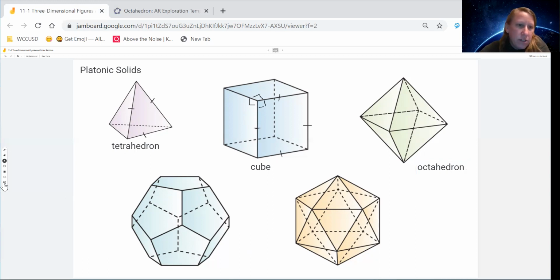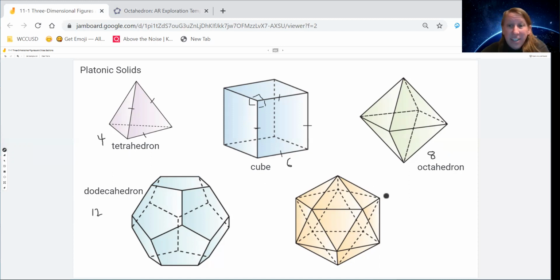This one is my favorite shape of all time. This is a dodecahedron. Deca means 10. Dodeca means 12. So this one has 12 faces. Tetra is 4. Cube has 6 faces. An octahedron has 8 faces.